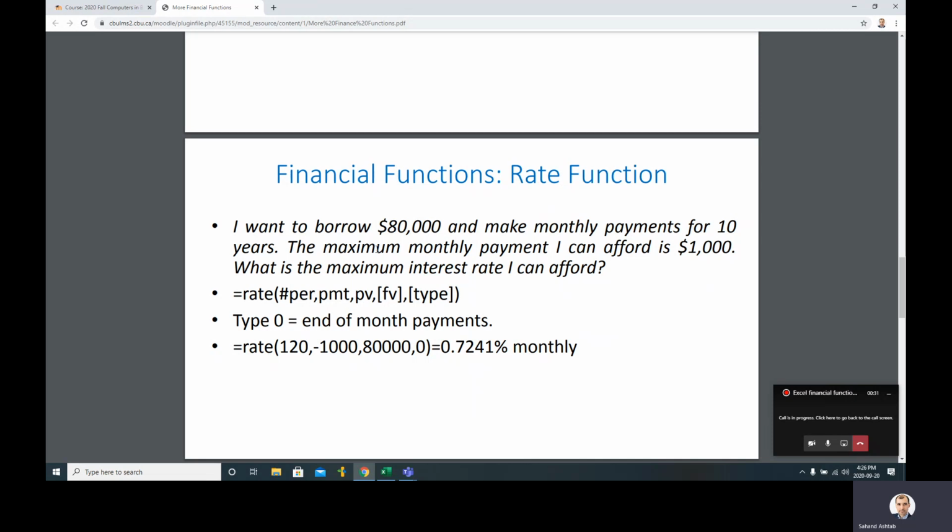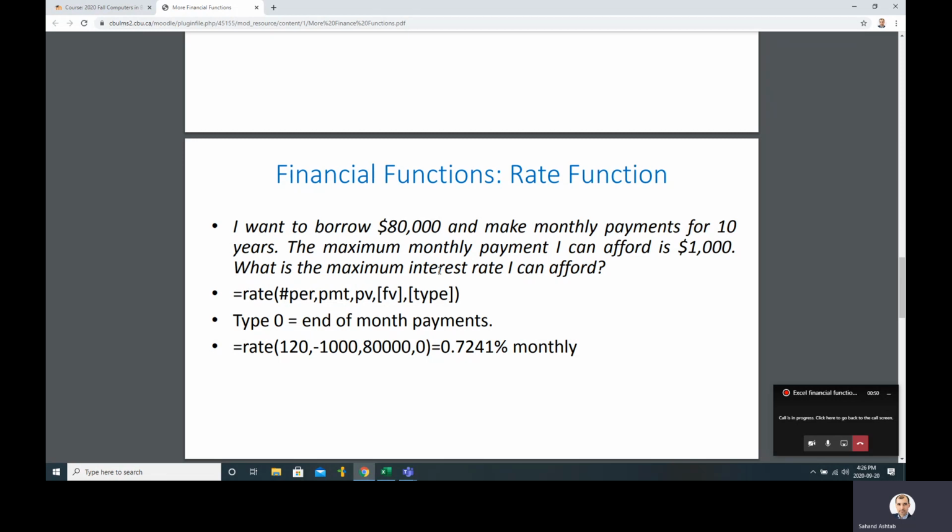The example is you want to borrow $80,000 and make monthly payments for 10 years. The maximum monthly payment you can afford is $1,000. What is the maximum interest rate that you can afford?